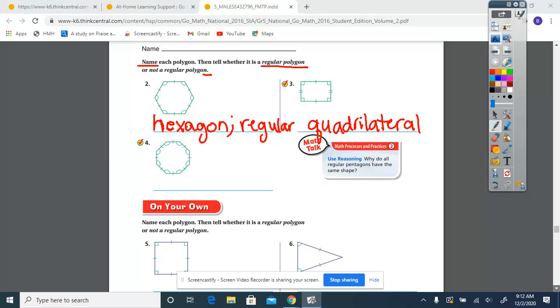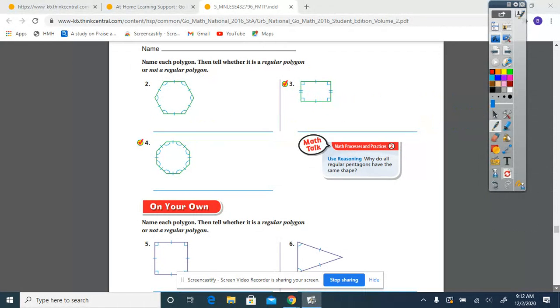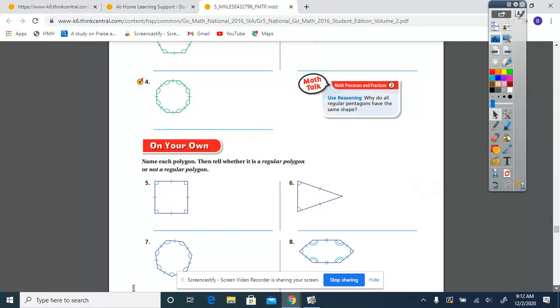So now we need to double check. Are the sides all equal? This side and this side are equal. And this side and this side are equal. But are all 4 sides the same? No. So this is not a regular polygon, because they're not all equal. We're going to do number 4 together, and then you will work on the next page on your own.